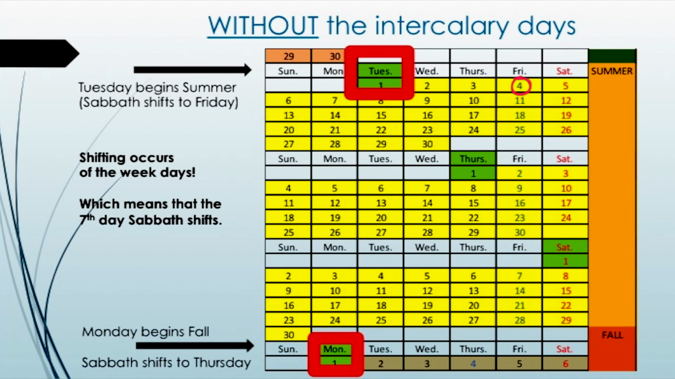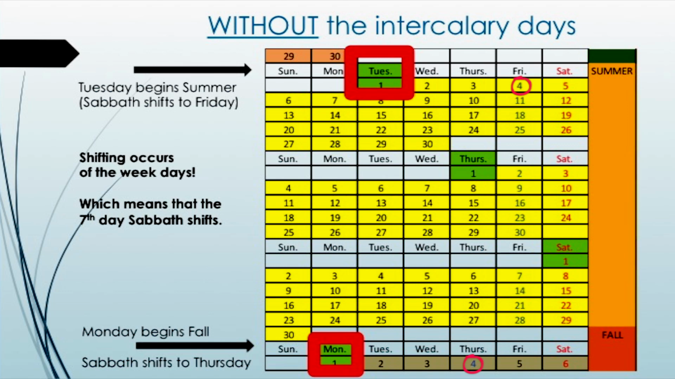Then you can see how the days continue to shift into the 5th month, and then into the 6th month. And then when you begin fall, now your season begins on Monday instead of Wednesday. So it moved back 1 day for summer. Now it's moved back 1 day for fall to Monday. And look what would happen. Your Shabbat, the 4th day of the month, would fall on Thursday.